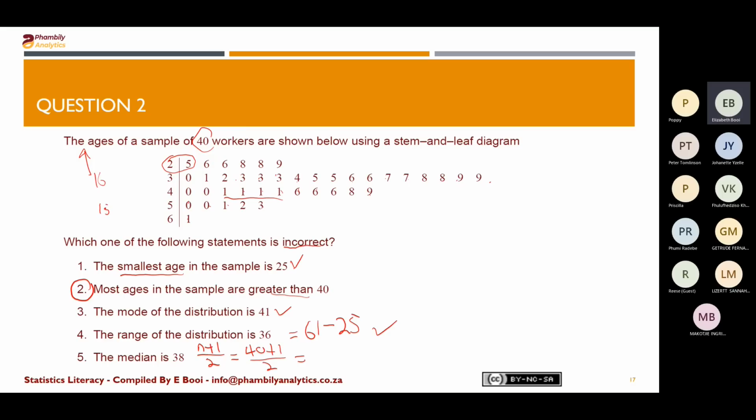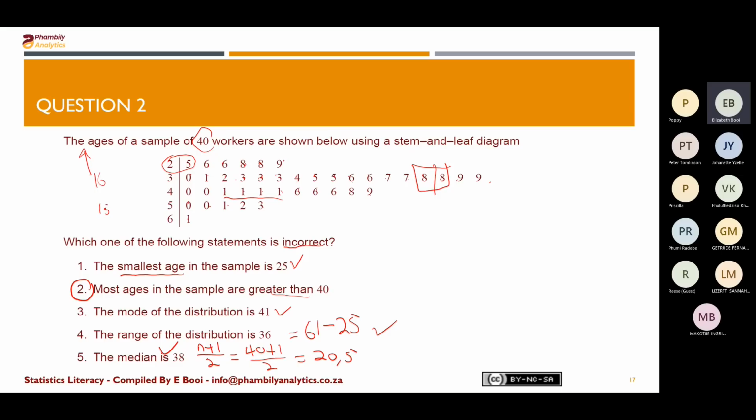It's 20.5. And 20.5 means it lies between position 20 and position 21. So we're going to count 1, 2, 3, 4, 5, 6, 7, 8, 9, 10, 11, 12, 13, 14, 15, 16, 17, 18, 19, 20. 20.5 lies between those two values, which is 38 and 38. So the median is 38, because 38 plus 38 divided by 2 will just give you 38.